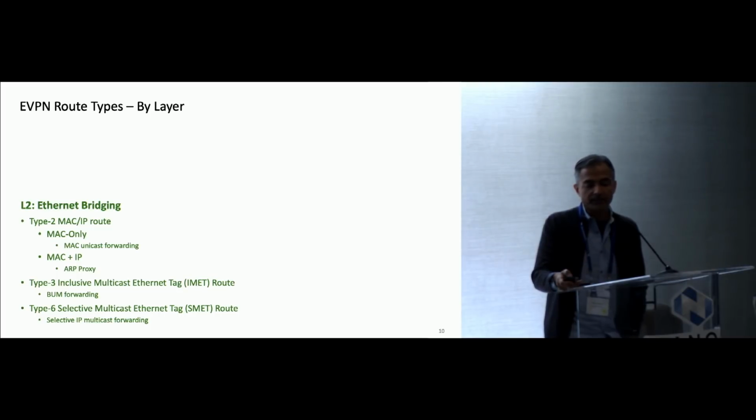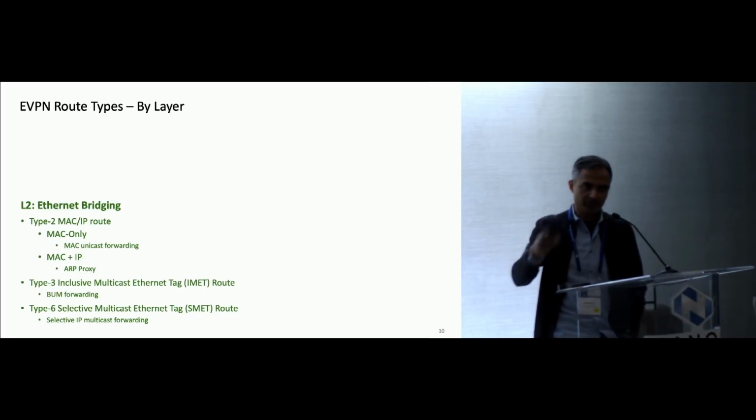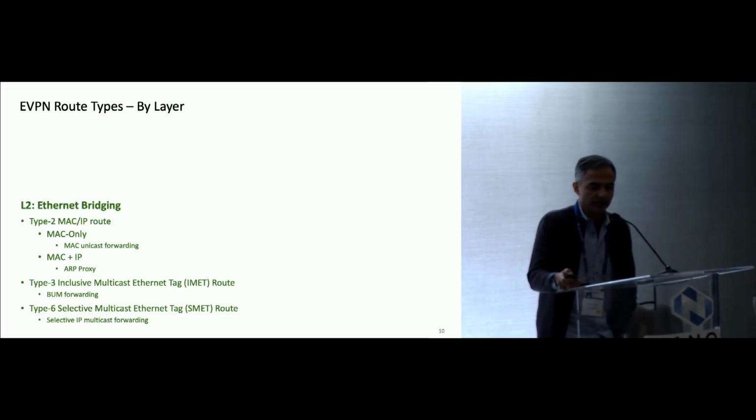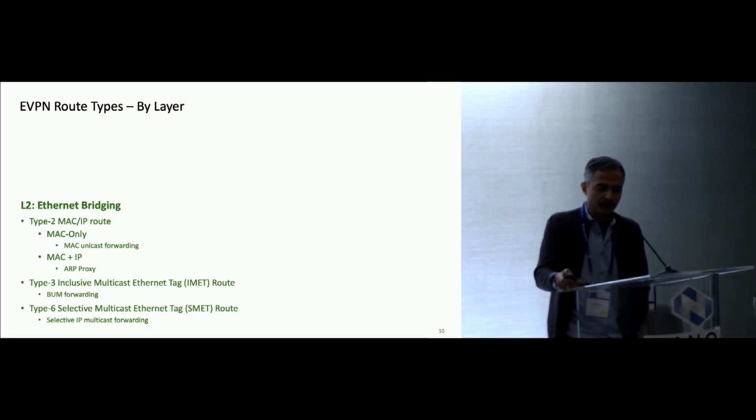Type 3 is for BUM, and it's called the inclusive multicast Ethernet tag route. So if I say inclusive, I mean everybody gets it. And then type 6 is for selective, so only the folks that are interested. We'll cover type 6 a little bit more in detail towards the end.